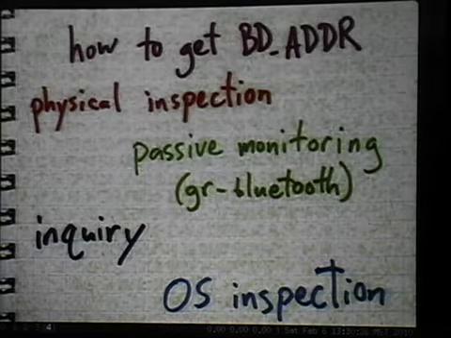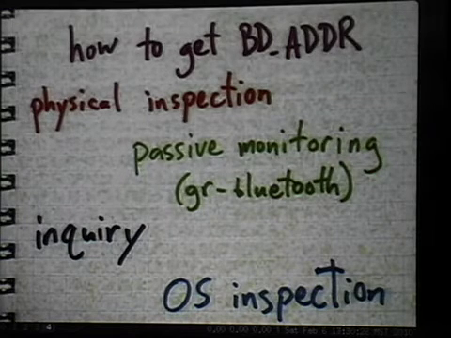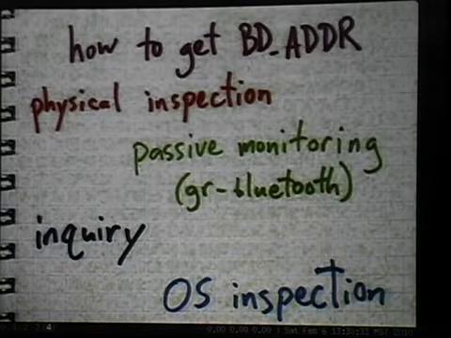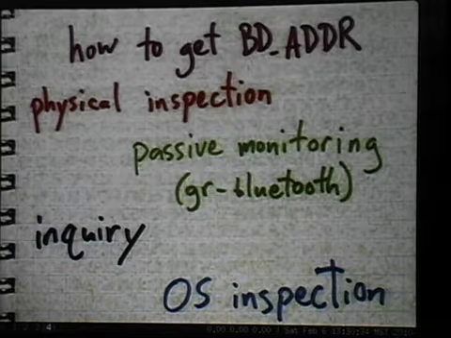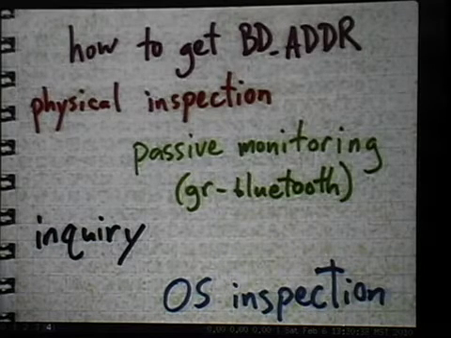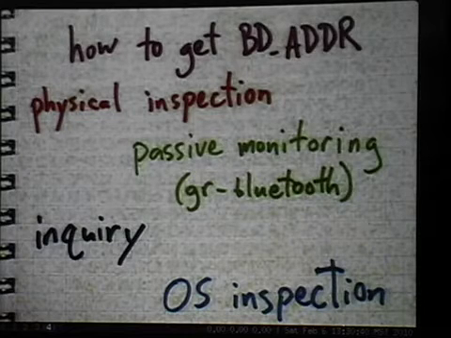So how do you get the device address that you need in order to try one of these attacks? One easy way is physical inspection. If you can find that sticker, you're golden. Another way is passive monitoring using GR Bluetooth. Another way is inquiry. And inquiry is the process of finding discoverable devices.